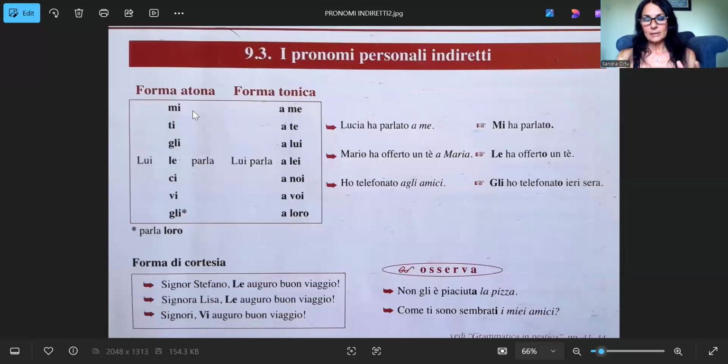So especially at the beginning, they can confuse, and especially, for example, if you see mi on its own, then you won't know if it is a direct, indirect or a reflexive pronoun. But normally you won't see it on its own. So you have to always look at them in the context.